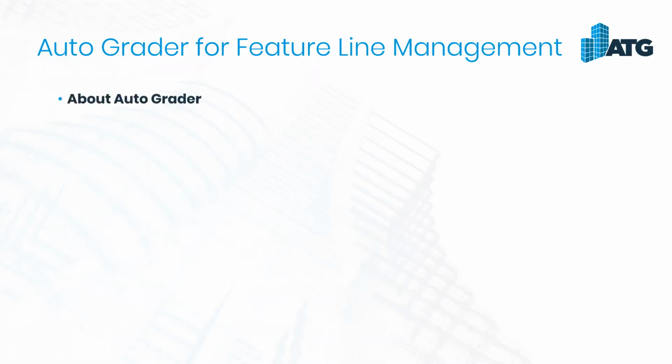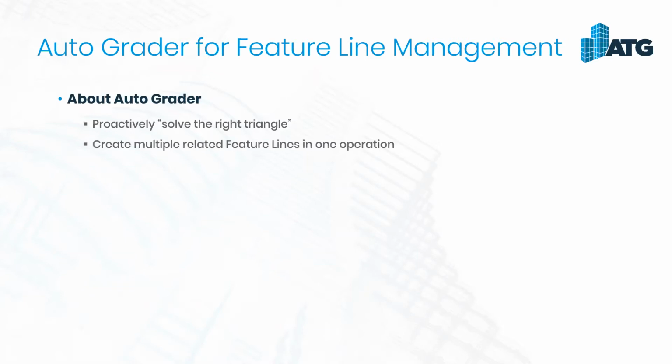So what is AutoGrader in the first place? Well, at the heart of the matter, what we're doing is being proactive about solving the right triangle. What I mean by this is we're starting with some sort of known feature, and then we're offsetting it up, down, left, right. We may be interested in a couple of different parameters, but ultimately we're solving a right triangle. So we can specify some combination of delta x, delta z, or a slope, or maybe we're going to go until we find a surface. Whatever it is, we're going to be proactive about setting that up ahead of time.